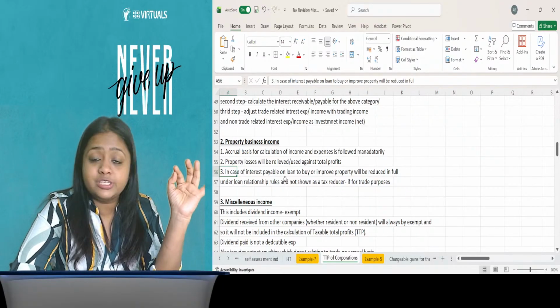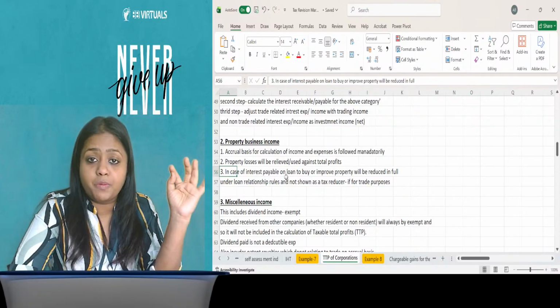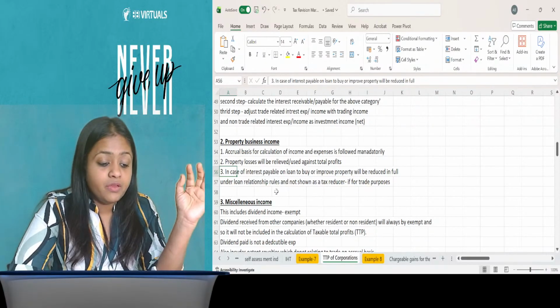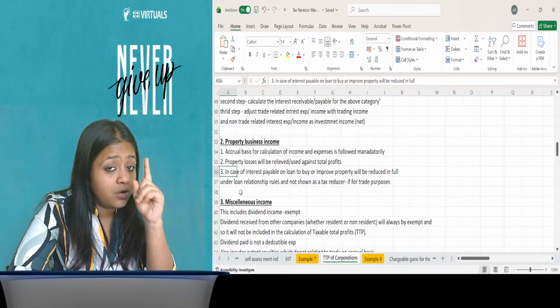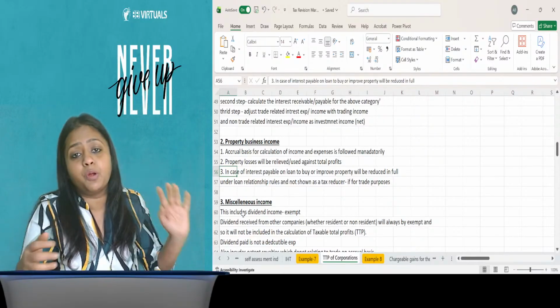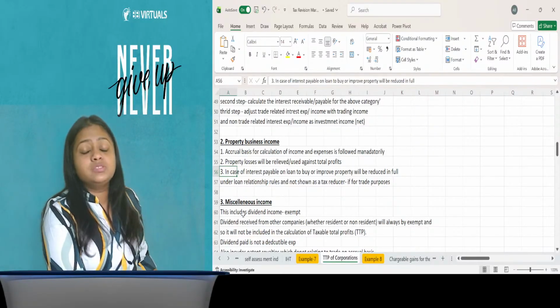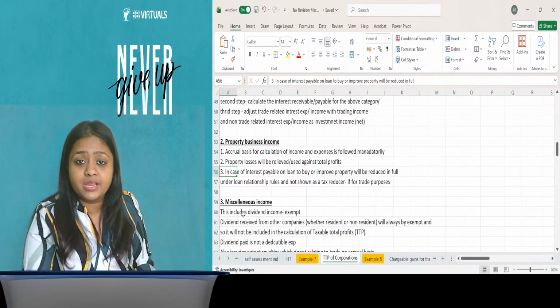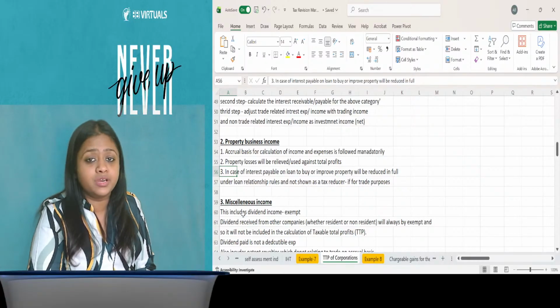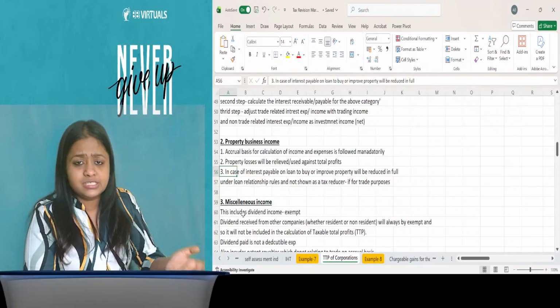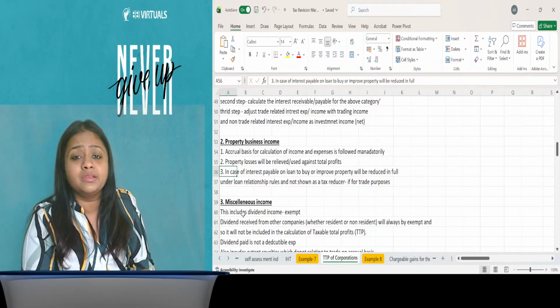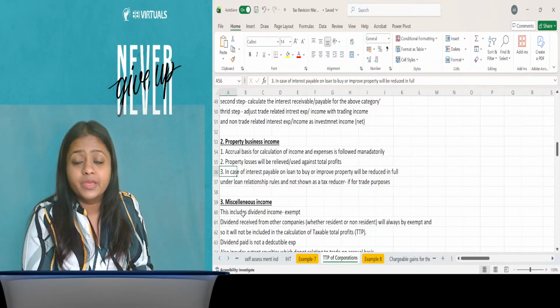In case of an interest payable on loan to buy or improve the property, it will be reduced in full, but under loan relationships and not under property business income. So if it is a non-trading loan, then you will reduce it from the non-trade loan relationship. Clear? Which is typically non-trading loan, because property income is an investment income that you do. Done?